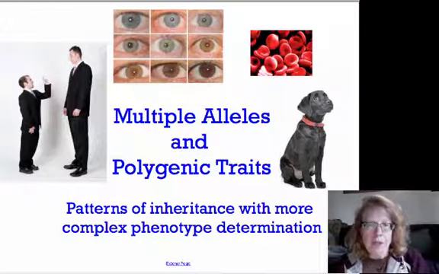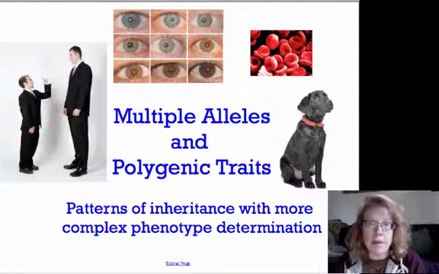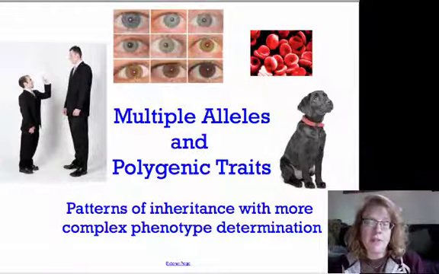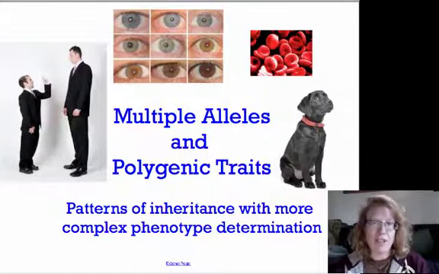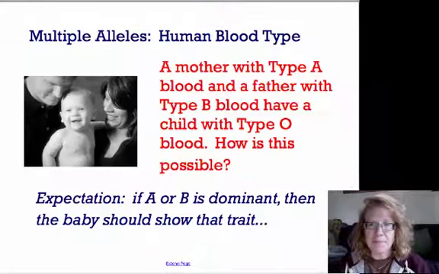Welcome to part 2 of our series on different styles of inheritance that are not simple Mendelian dominant recessiveness. This one has to do with a phenomenon called multiple alleles and a different one called polygenic traits. So we're going to take a look at some of these different things as we go through this particular video. All the pictures on this screen show some different examples of some traits that will fall into these categories.